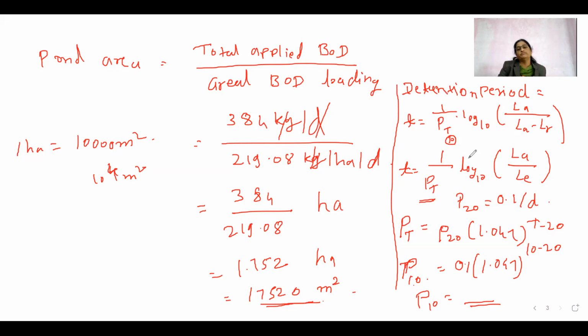Tell me the answer. Detention period is equal to, yes, 0.063. Snehal has calculated 0.063 as PT, that is P10. Now, the value of P10 we can put into the detention period formula.